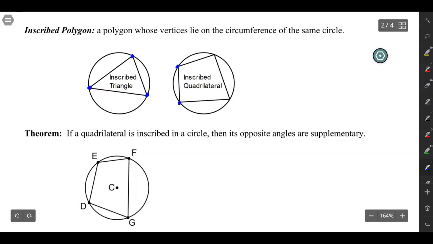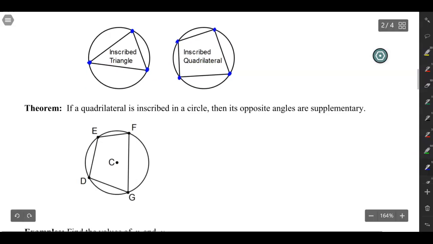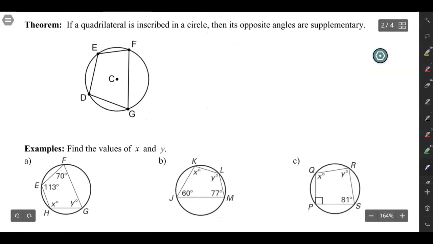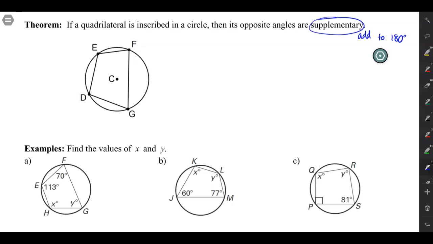Remember that a quadrilateral just means it's a shape with 4 sides. This is kind of a random quadrilateral. There's also squares, rectangles, diamonds, kind of fancier ones. So let's go ahead and take a look at some theorems about inscribed polygons. So if you have a quadrilateral that's inscribed in a circle, then its opposite angles are supplementary. So let's remember what supplementary is. That means they add up to 180 degrees. So what we're saying is opposite angles add up to 180 degrees.